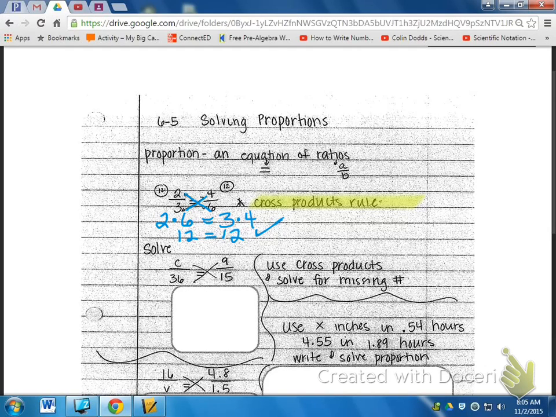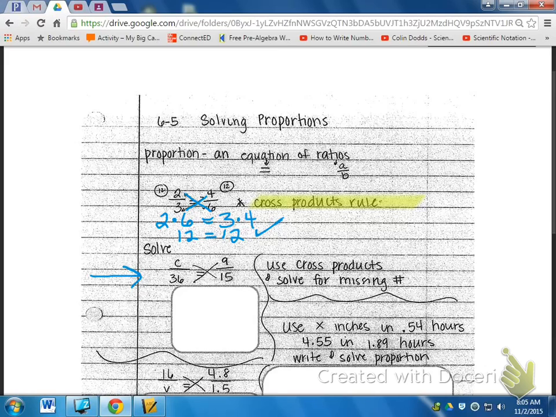And so you're going to get that sometimes, where they ask whether they really are proportional. The main thing that you're going to do here is you're going to be given 3 of those 4 numbers, and you have to find the one that's missing to figure out what you would need to make it proportional. So our first example, it's C over 36 equals 9 over 15. It says use cross products and solve for the missing number.